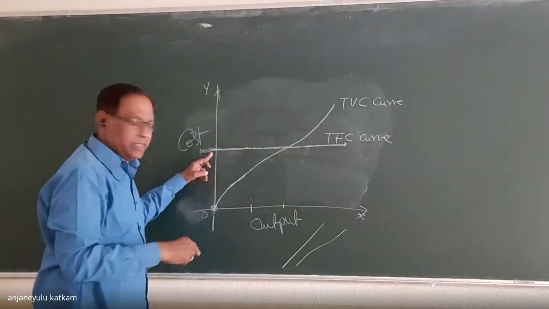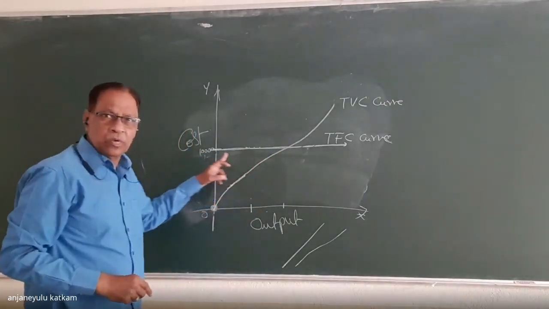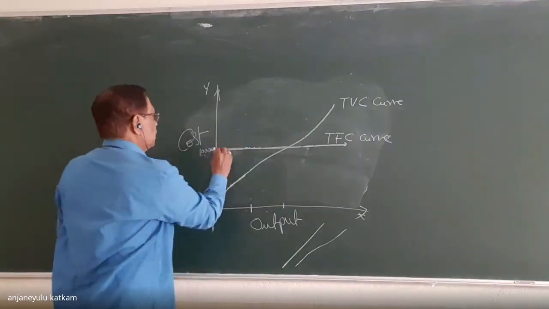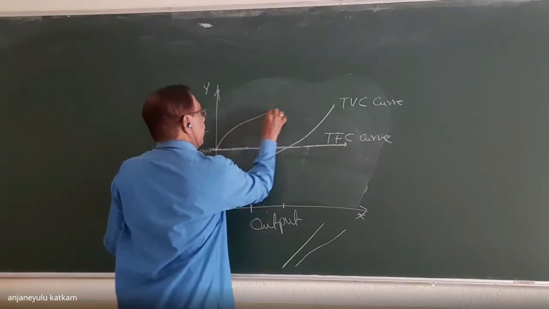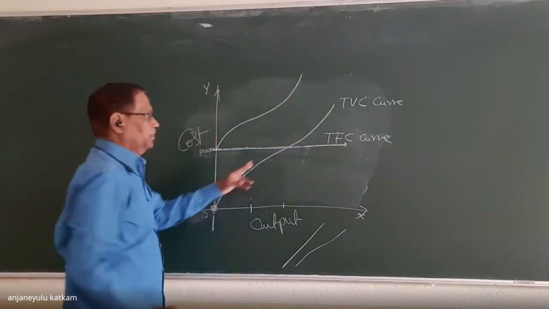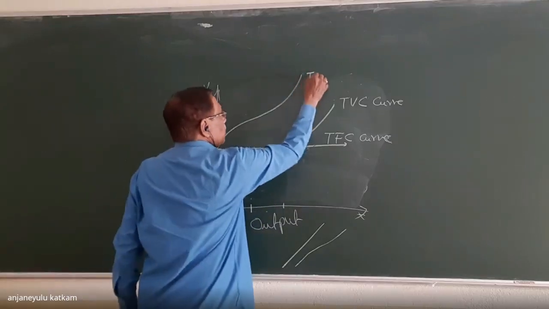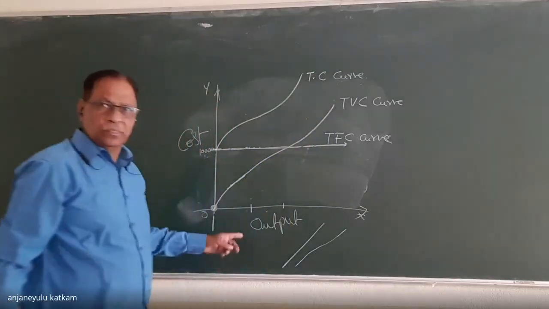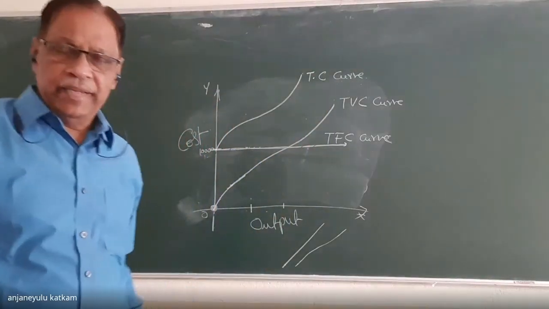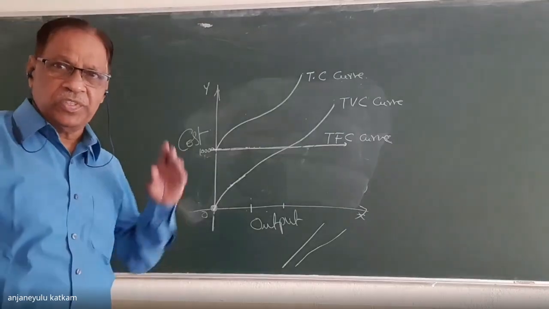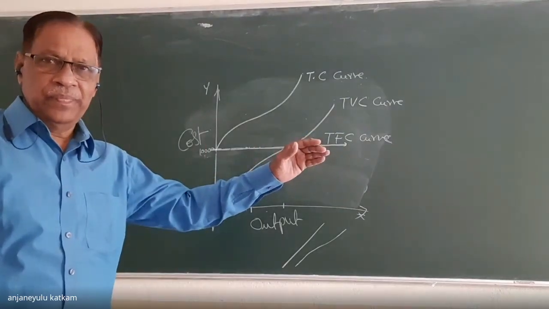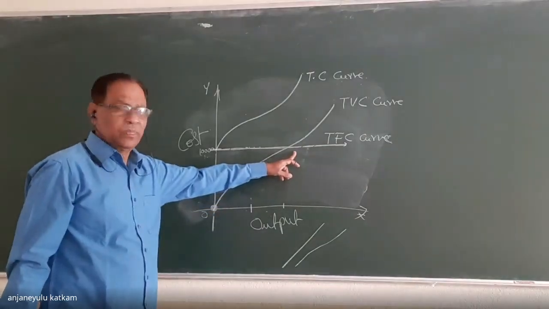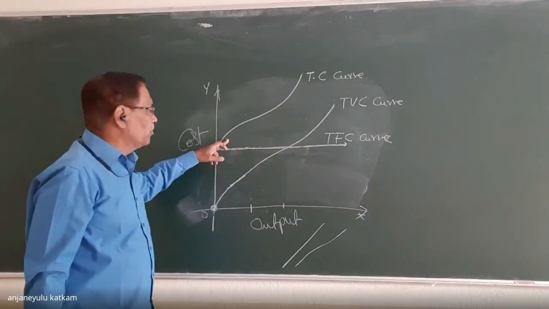It will be rising like the total variable cost curve. The total cost curve also will rise from left to right, like this. Total cost curve. Okay, so we got these three cost curves. The total fixed cost curve, horizontal. The total variable cost curve, rising from left to right. The total cost curve also will rise from left to right.